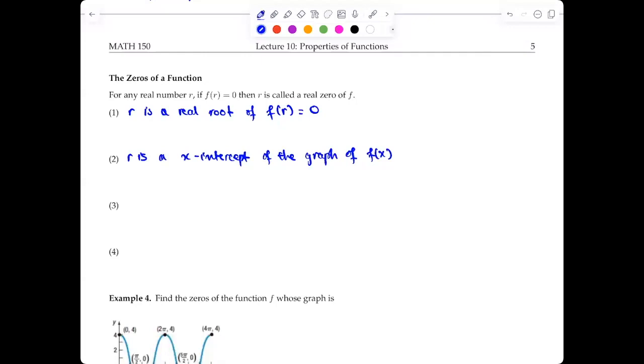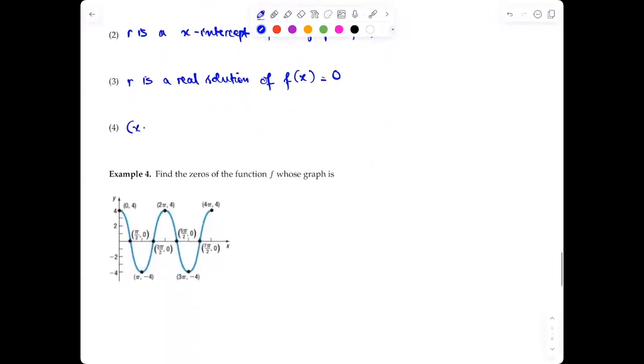All right. Good. Or r can carry the name: it's a real solution of f of x equal to 0. And then the last one is very helpful when we get to polynomial functions, when you want to factor a polynomial function. That is, x minus r is a factor of f of x.